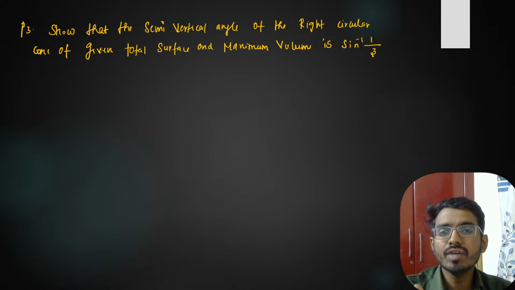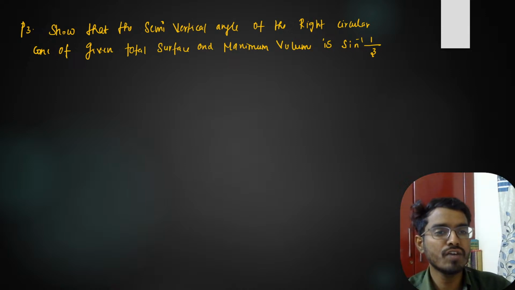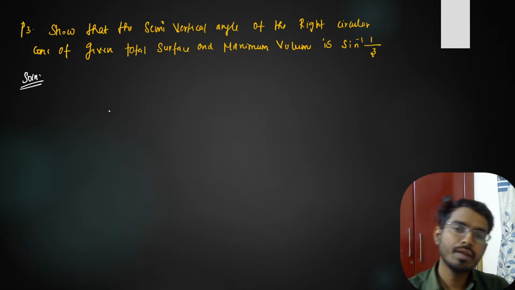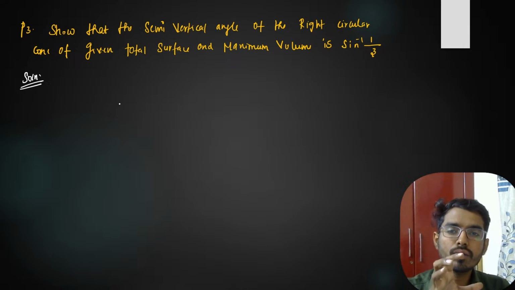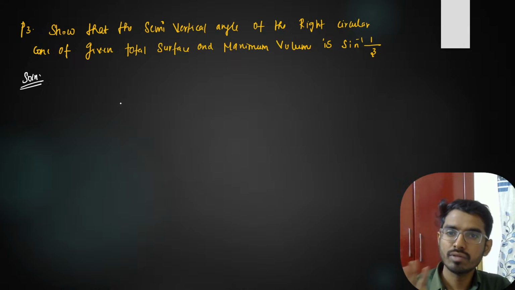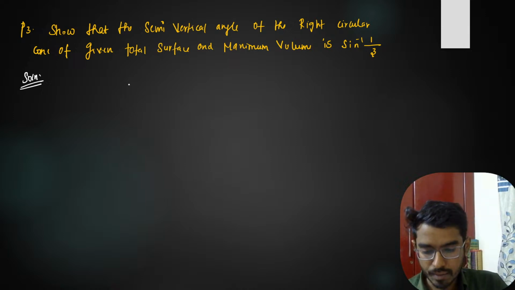Here, they have given you a cone with its surface area. You know the surface area of the cone. That cone will have maximum volume when the semi-vertical angle is sine inverse of 1 by 3. This is our question now. We need to maximize the volume of the cone. Surface area is known. In the previous problem, slant height was known. That's the only difference.